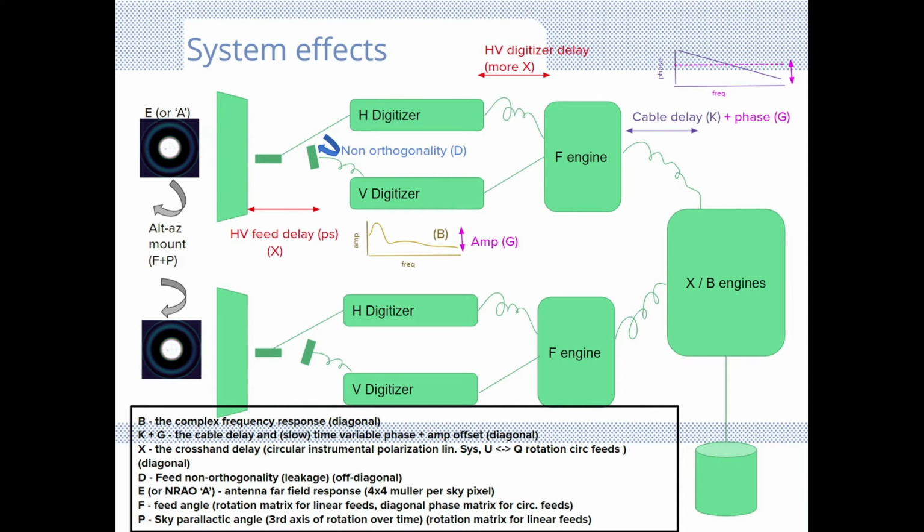Then once the signal is digitized, we can have a delay between the signals, so a cable delay. That is this K term, which is a phasor, as we discussed, and a constant offset as well in phase, which can be described as a gain matrix, so the G term. These are temporally variable effects that are affected by temperature variance and so forth.